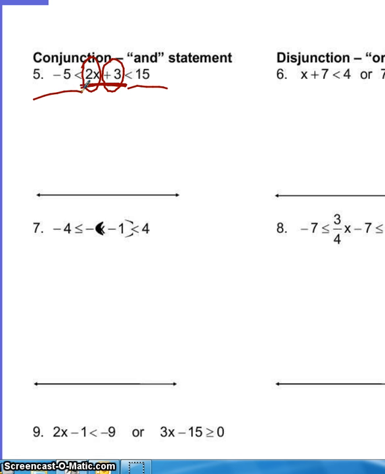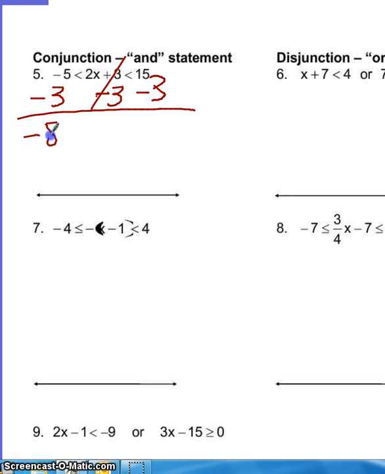So let's work this. First I must subtract 3, correct? So I'm going to subtract 3 here, subtract 3 here, and subtract 3 over here. That cancels out the middle, and I'm left with negative 8 is less than 2x is less than 12, correct? Now x isn't in the middle by itself. It has a 2 being multiplied by it. So in order to get x by itself, I need to divide it by 2. And remember, I have to divide everything by 2 to keep it balanced.